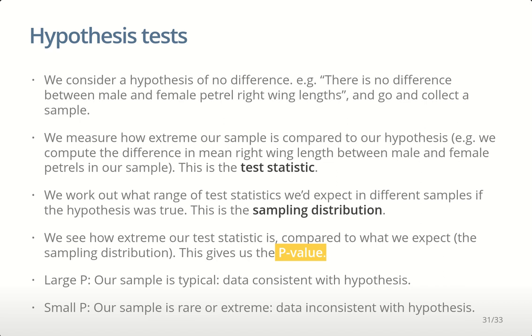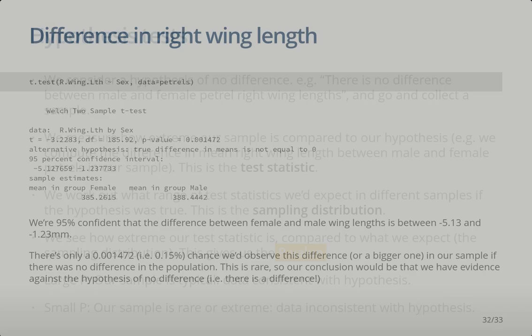If your p-value is small, on the other hand, then what you're saying is, actually our sample is quite rare. It's kind of extreme. I wouldn't expect that all the time at all. In fact, I'd expect it hardly ever. So your data is inconsistent with the hypothesis, right? So small p, you have evidence against the hypothesis because your data are inconsistent with it. Large p, your data is consistent with the hypothesis, so sure, the hypothesis might be true. At least our data are consistent with it, okay?